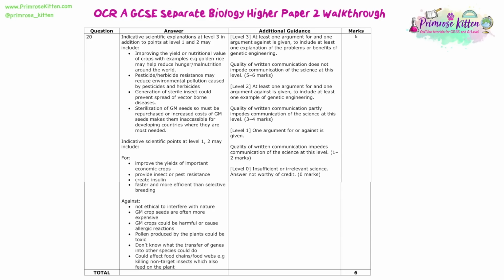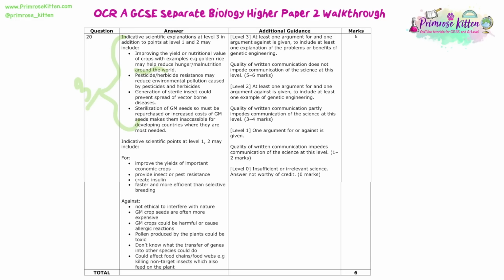And then to get into level 3, which is the 5 to 6 marks, what we need to think about is the scientific explanations, which is this part here. So this is for level 3. So you need to have given some fors and againsts to get into level 1 to 2. And then to get up from that to level 3, you need to have thought about some of these explanations.